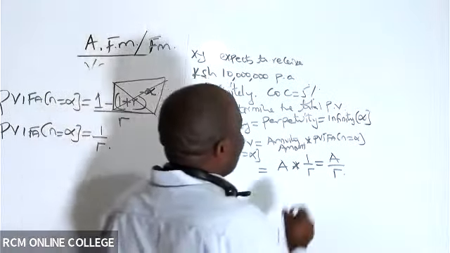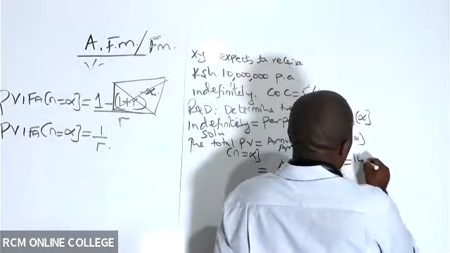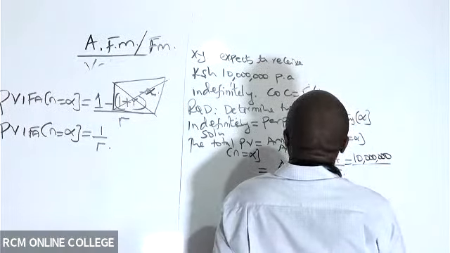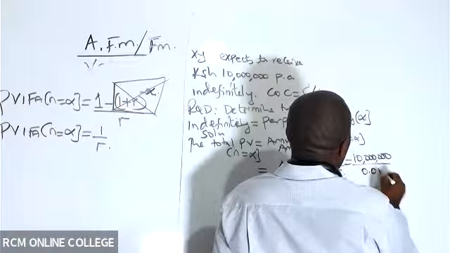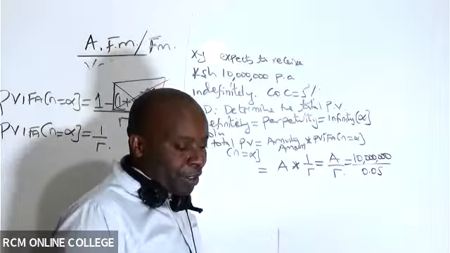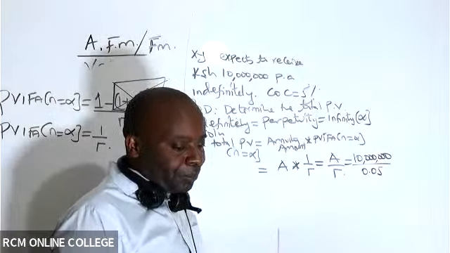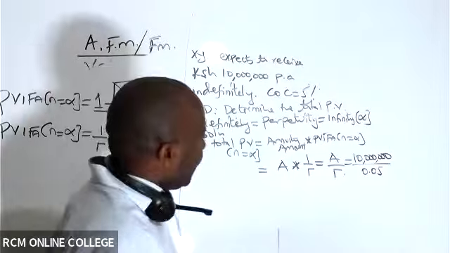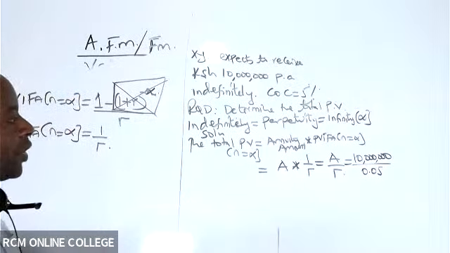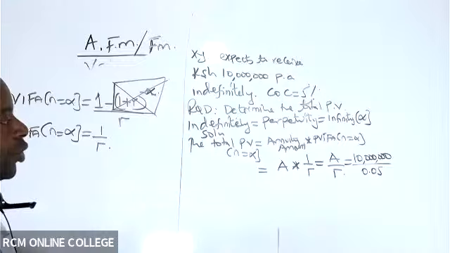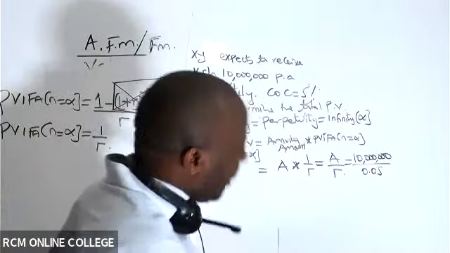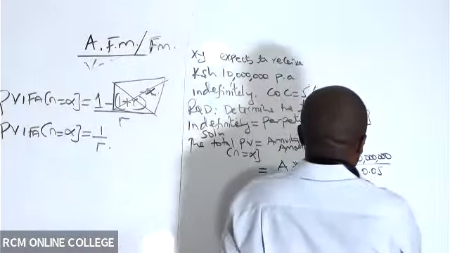The amount in this case is 10 million, and you divide this by r. Our r, the cost of capital, is 0.05. Is there somebody who can give us this total present value? It's quite a huge figure. 200 million. Thank you so much.